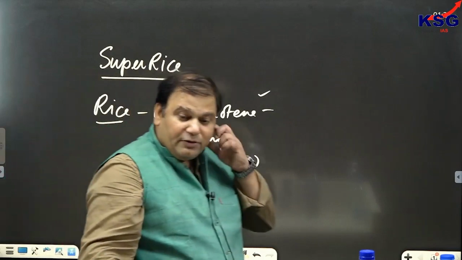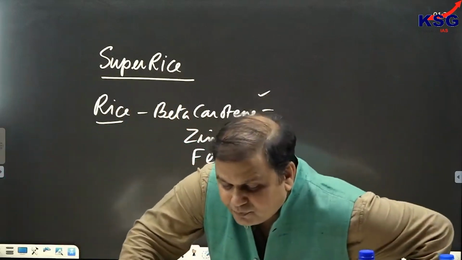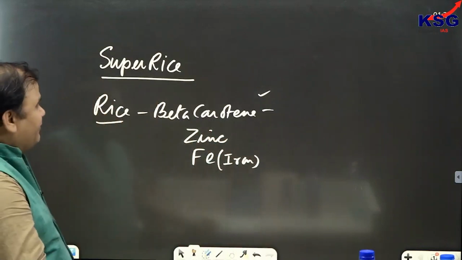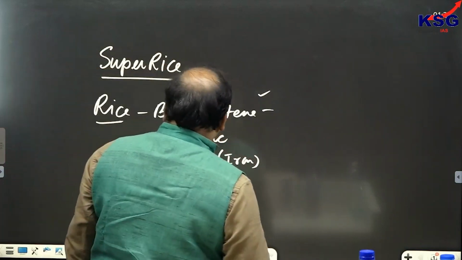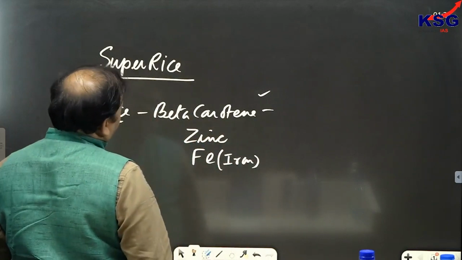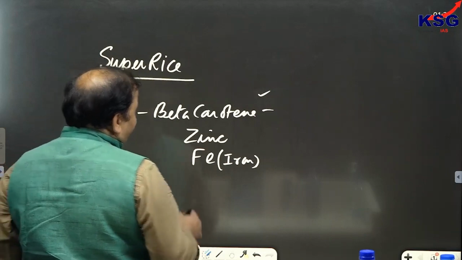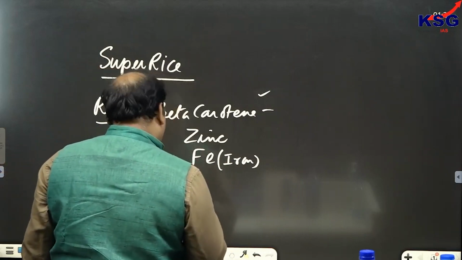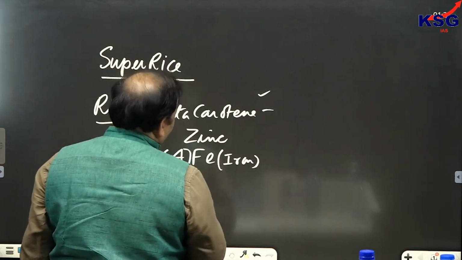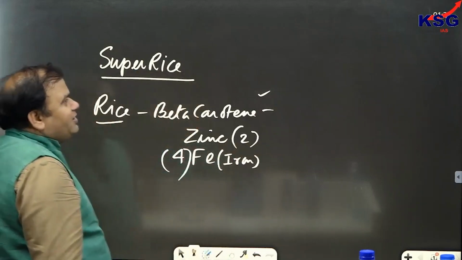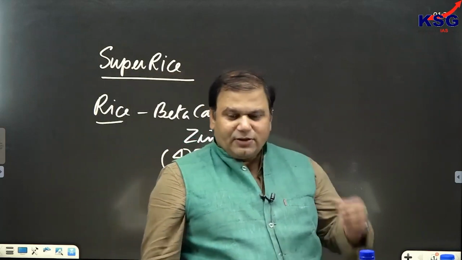And for this purpose, we can see that scientists of Italy developed a variety of rice, which is called super rice, by genetic engineering. The iron content was enhanced four times, and zinc content was enhanced twice. So this transgenic variety of rice is called super rice.